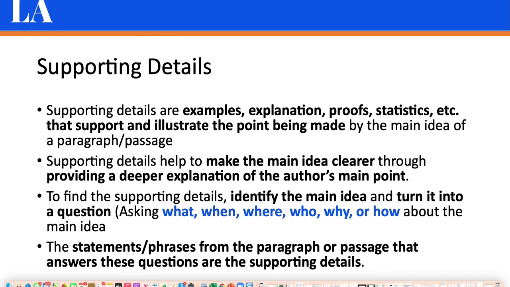To do that, you identify the topic and ask, what does the author want me to know about the topic? Then after that, you turn the main idea into a question by asking what, when, where, who, why, or how about the main idea. And then the statements or phrases from the paragraph or passage that answer these questions will be the supporting details.